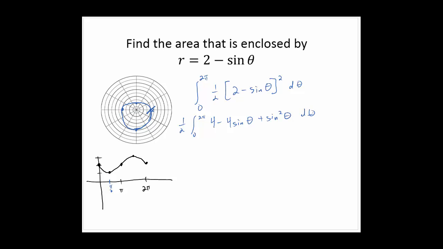All right, and remember what we learned back in an earlier section, that if we're going to integrate this sine squared theta, we use an identity and replace that with 1/2 of 1 minus cosine 2 theta.